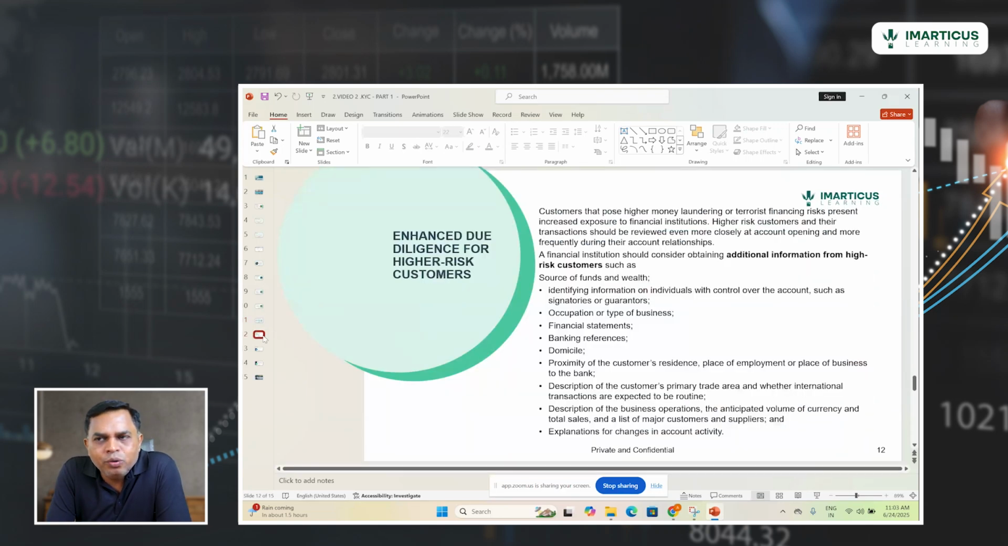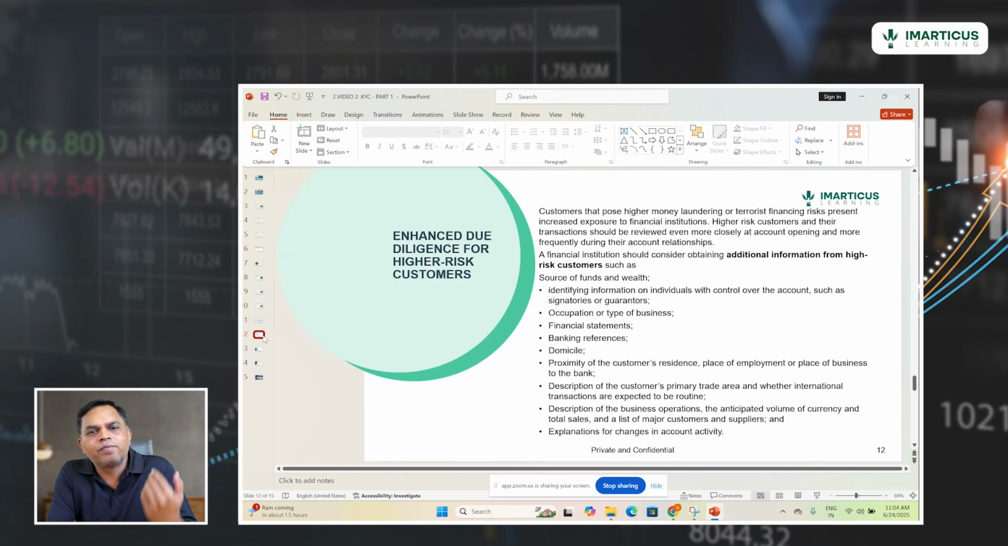Now, in addition to customer due diligence, sometimes a financial institution or a bank needs to perform enhanced customer due diligence. What is this enhanced customer due diligence? It is where the bank or financial institution does customer due diligence and, in addition to that, performs some additional steps. An example could be a source of fund check or a source of wealth check.